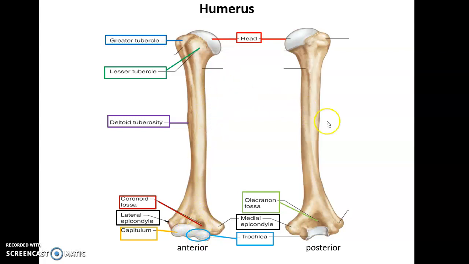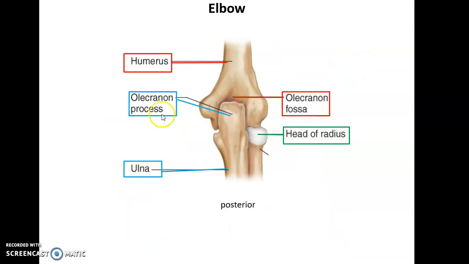Now, if we flip the humerus over to the posterior view, we see this very large depression on the back called the olecranon fossa. Here's a close-up of the elbow. Here's the humerus with the olecranon fossa. Here's the radius and the ulna. And it turns out the olecranon process of the ulna fits into the olecranon fossa of the humerus when we fully extend at the elbow.